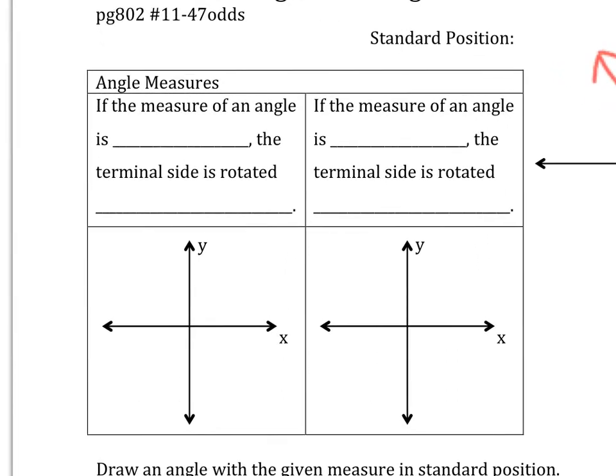Alright, so some things to know. If the angle is positive, so if the angle has a measure that is a positive number, you're going to rotate the terminal side counterclockwise. If the measure of the angle is negative, you're going to rotate the angle clockwise.